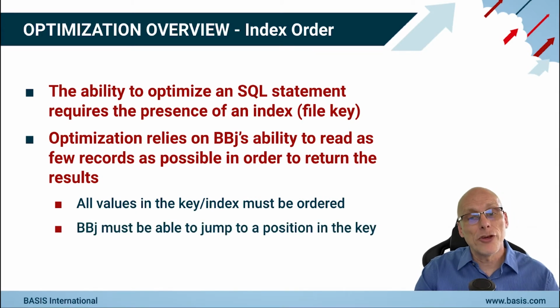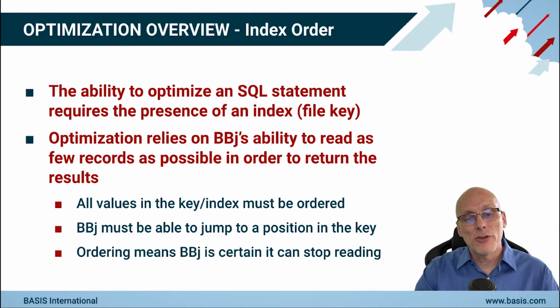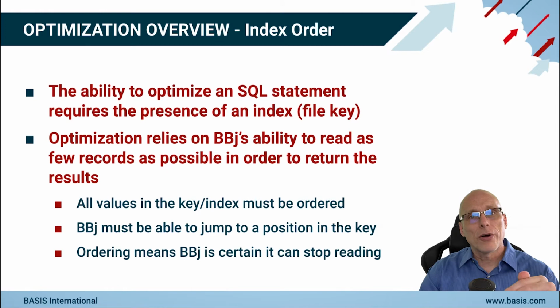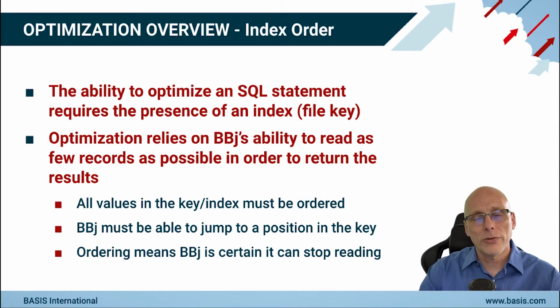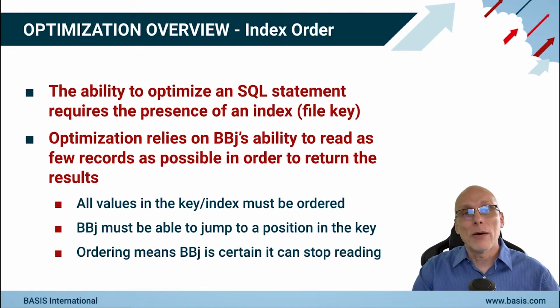BBJ must be able to jump to a position in the key in order to, again, skip over records it knows won't possibly meet the criteria. And ordering means BBJ is certain it can stop reading. So the values in those indexes are ordered. That ensures that we're able to jump to a particular point, knowing that we didn't accidentally miss anything. It also ensures that we can stop reading when we hit a certain point, knowing that we didn't stop too early by accident.